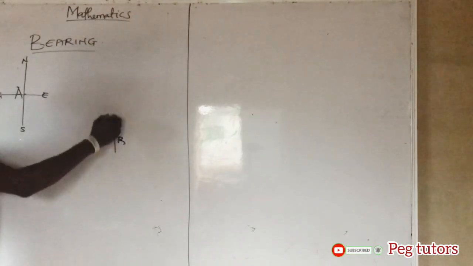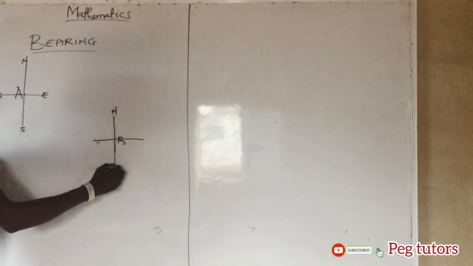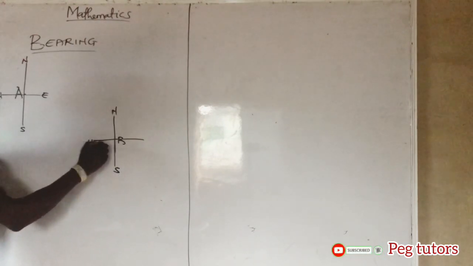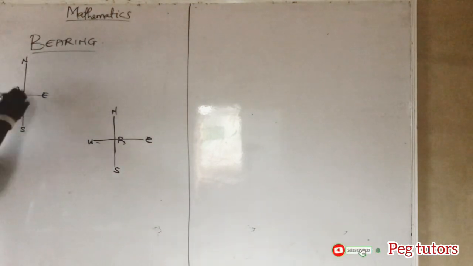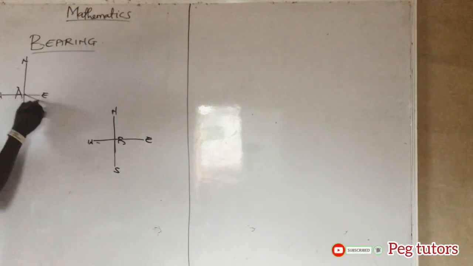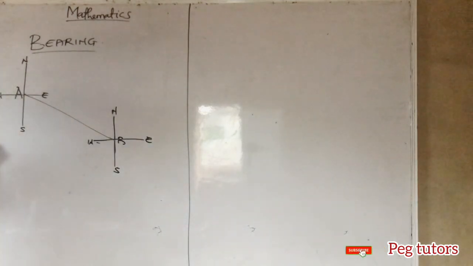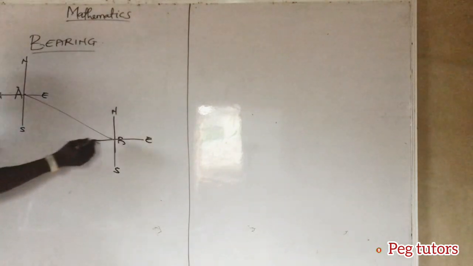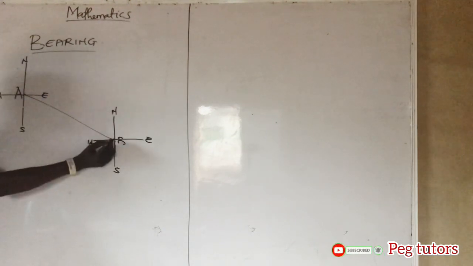Now, if we get another point B, for example, now, this point B, are we together? And then draw cardinal points again at point B, north of B, south of B, west of B, and east of B. And then join A and B together. Let's join A and B with a single straight line. Now, if you join A and B with a single straight line, you notice something. A line from B enters into A. I mean, the line from A enters into B.